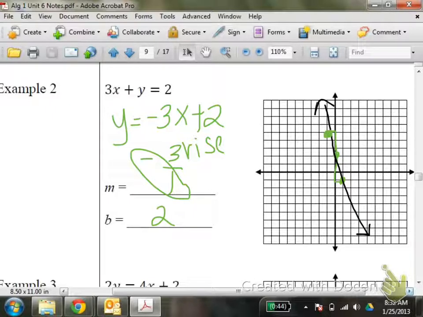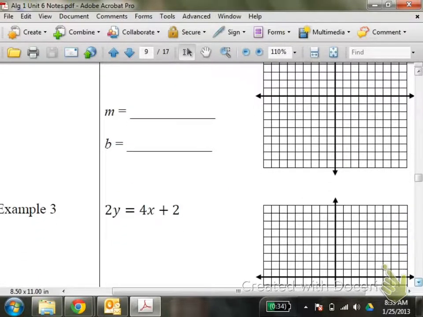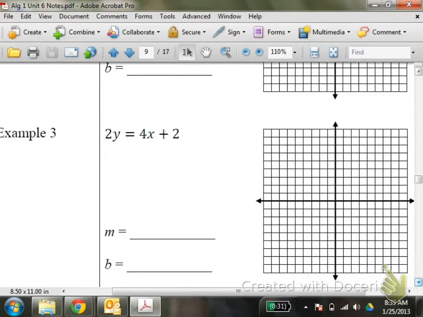My line wasn't perfect, but it would still lie on the line. Okay, so it doesn't matter if you attach it to the top or the bottom. You'll still get the same answer, okay? As long as you only use one negative. Okay? Got it? Yeah. So try the next one on your own. 2y equals 4x plus 2.